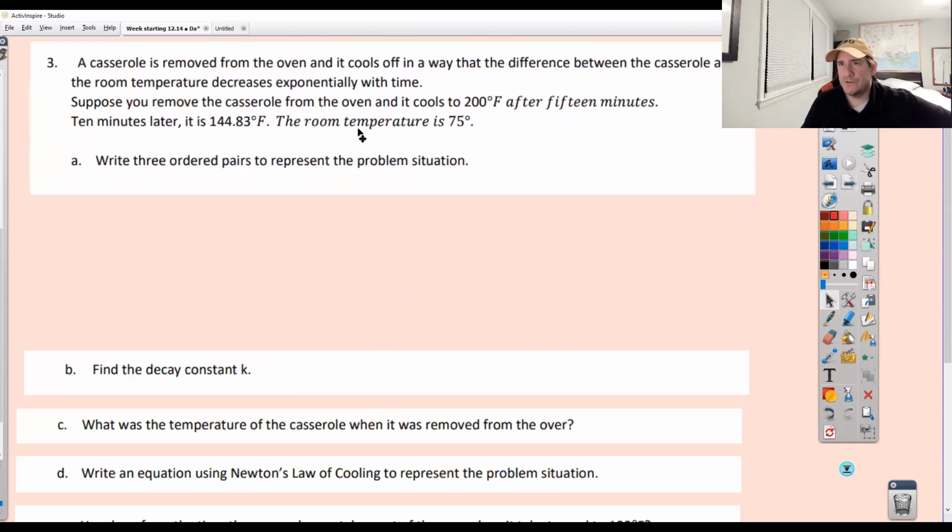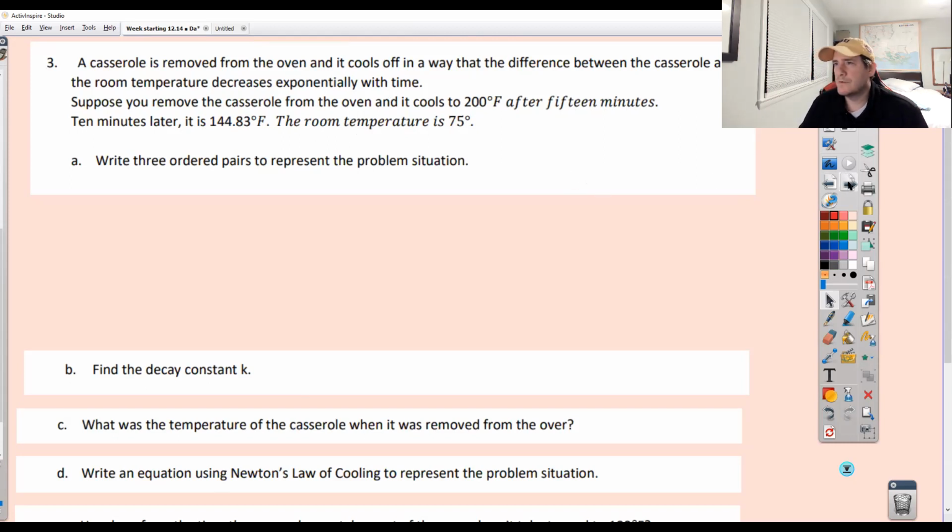This one's about a casserole. It says a casserole is removed from the oven and it cools off in a way that the difference between the casserole and the room temperature decreases exponentially with time. So suppose you remove the casserole from the oven and it cools to 200 degrees Fahrenheit after 15 minutes. 10 minutes later, it's 144.83 degrees Fahrenheit, and the temperature of the room is 75 degrees. Write 3 ordered pairs to represent the problem situation.